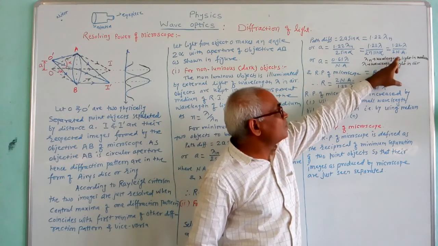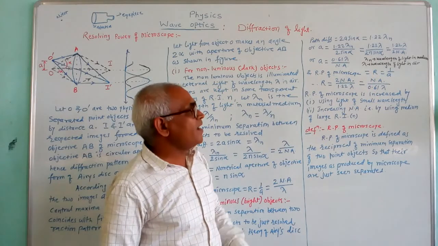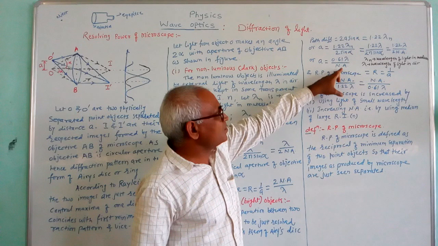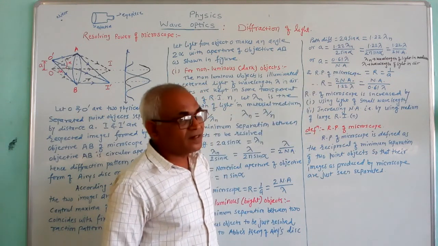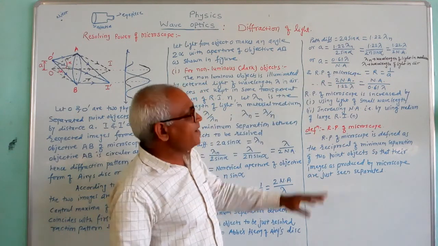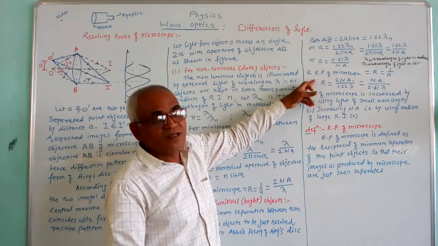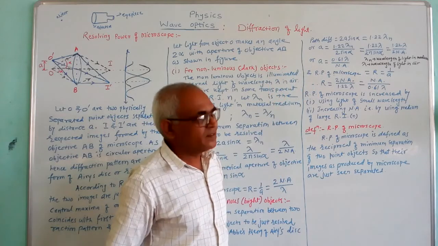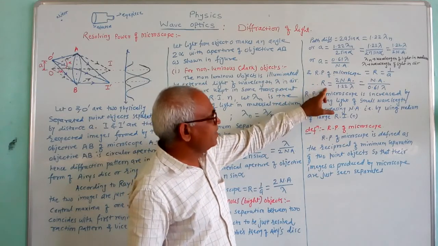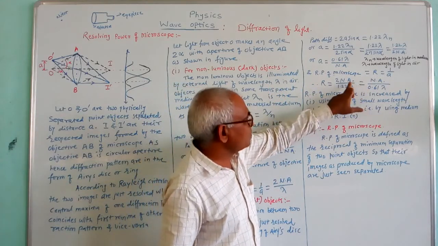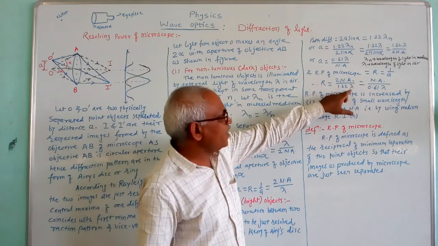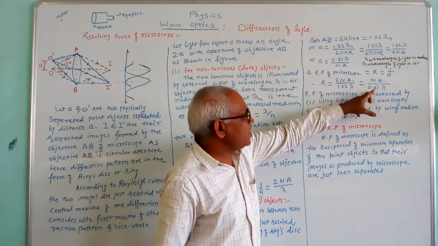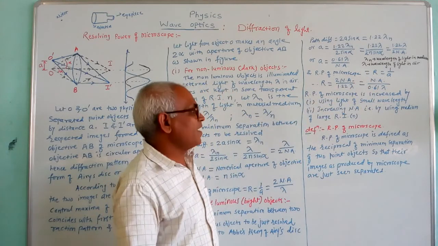Or the minimum separation between these two self-luminous objects is, from this equation, 1.22 lambda upon 2 times the numerical aperture, or it is equal to 0.61 lambda upon the numerical aperture, and the reciprocal of this gives the resolving power of the microscope for self-luminous objects. Hence for self-luminous objects, the resolving power of the microscope is equal to twice the numerical aperture upon 1.22 lambda, or numerical aperture upon 0.61 lambda.